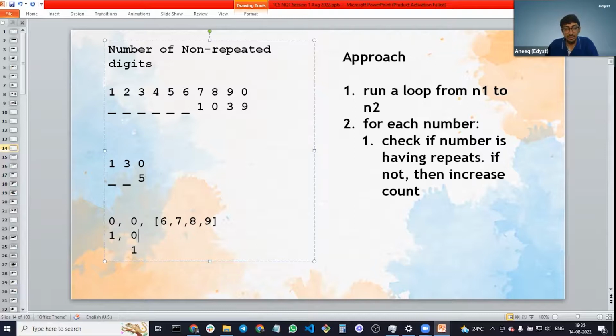When it's 10, how many candidates do you have? You have all 1 to 9 candidates. And by the way, here you could have 2 also. I missed out 2. You could have 2 also over here, right? And you can in fact go till 3 over here, right? Just making sure I'm writing all of them right.